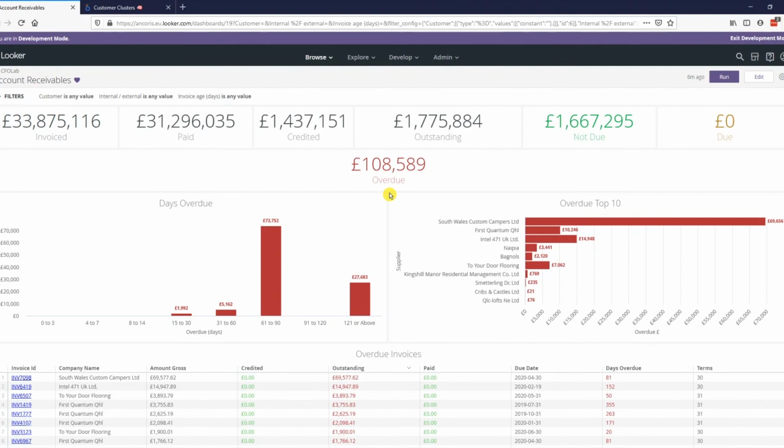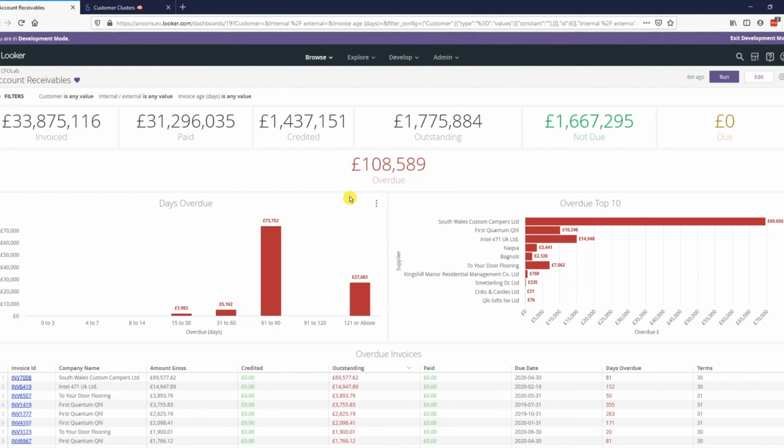We'll start with the accounts receivable dashboard. The first thing you'll see is that at the top, we break your invoices down by their status category, whether they are settled as paid, still outstanding, not due, and so on. The next section deals with the primary concern, those which are overdue.